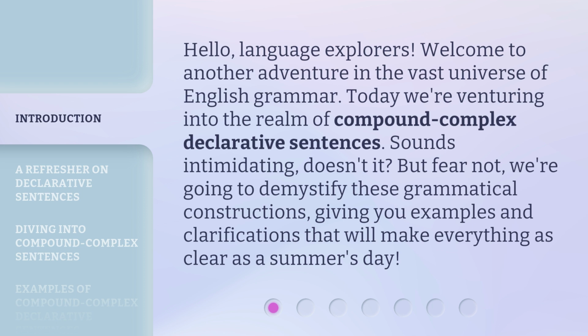Today we're venturing into the realm of compound complex declarative sentences. Sounds intimidating, doesn't it? But fear not. We're going to demystify these grammatical constructions, giving you examples and clarifications that will make everything as clear as a summer's day.